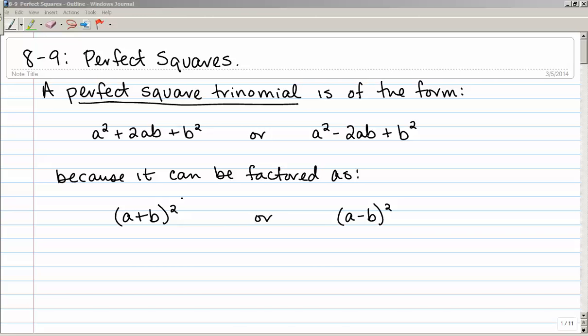Remember, if we do a plus b times a plus b and FOIL it, we'll get a squared plus 2ab plus b squared. Now, this is where it's going to be helpful if you memorize that formula back in section 8-4, where we went from a plus b quantity squared to the trinomial a squared plus 2ab plus b squared.